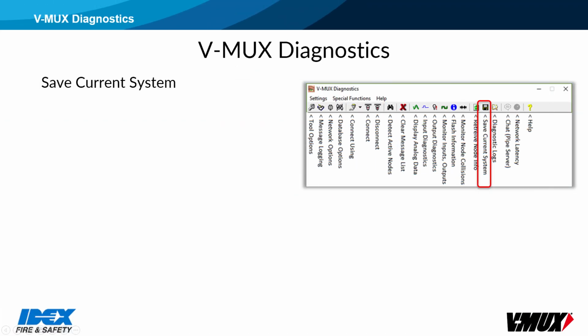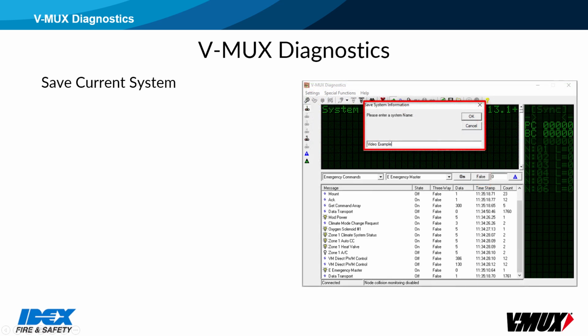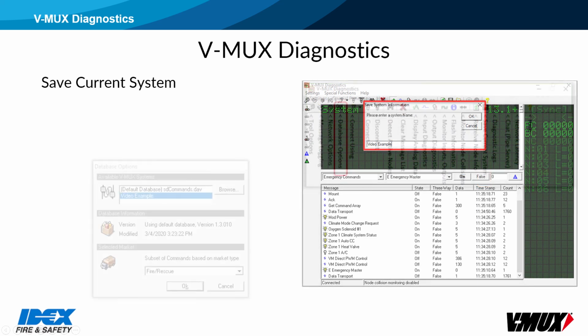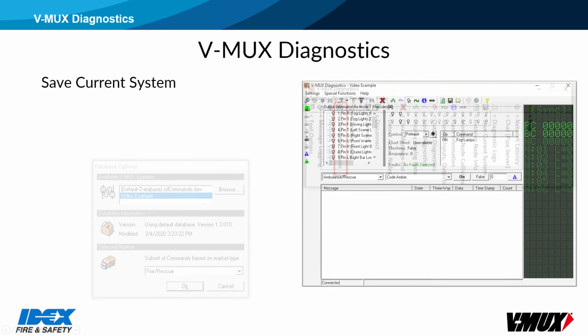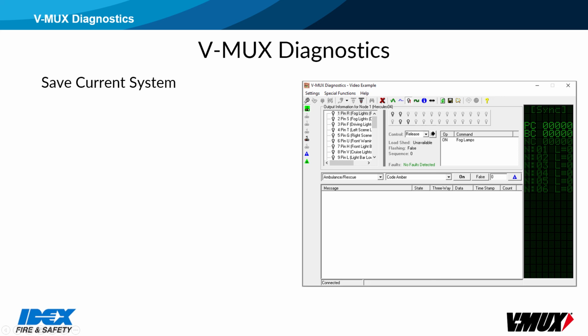Save Current System can be used to save the information extracted from the nodes during the diagnostics session. Name the database and click OK. Hit Disconnect, and go to Database Options. From here you can select the database you just saved, and click OK. When you reconnect to the network, and mount Node 1, all of the input and output program information is already populated.